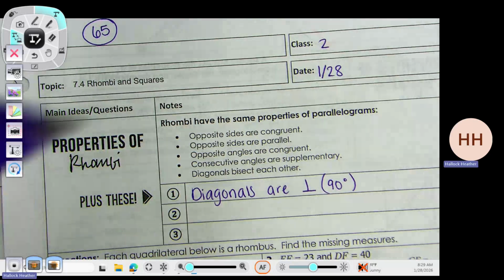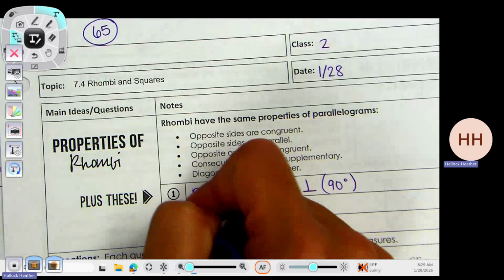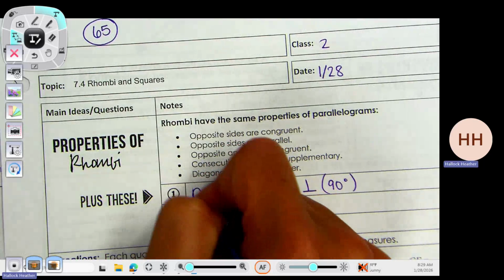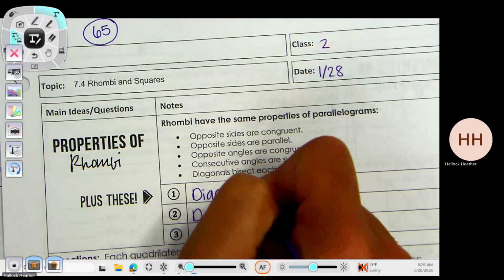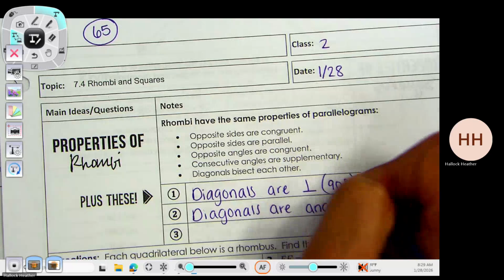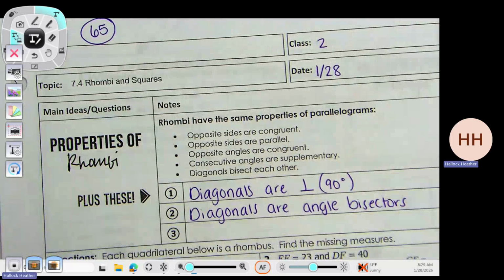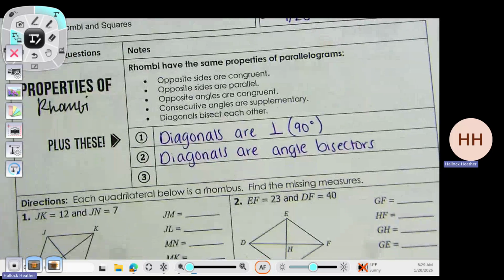The next thing we're going to write is that we have 90 degrees, and the diagonals are angle bisectors. So in each corner, each angle is splitting in half, which is nice. This is what you were trying to do on a parallelogram. If you have an angle on one side, the angle matches directly next to it, which is nice.